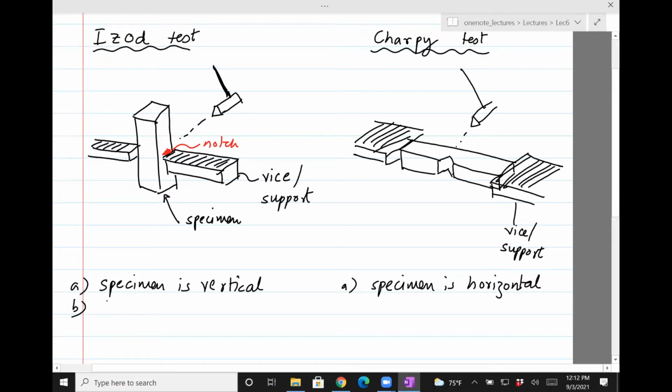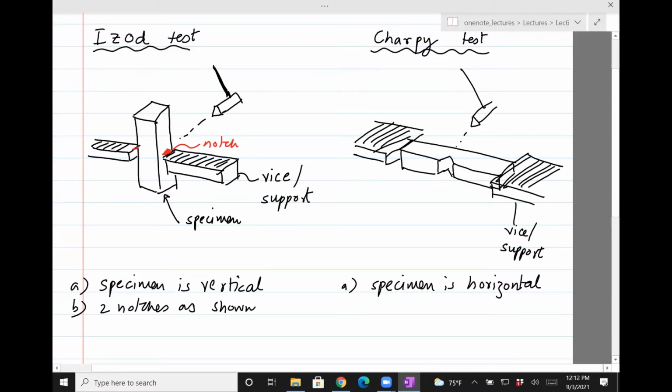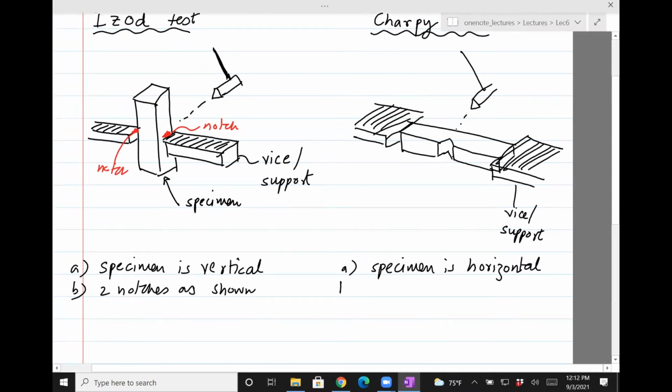So there are two notches, as shown. I couldn't show the second one. It's on the other side. The notch should be on the other side. It's hard to show in a 2D plot. And then this one would have either a V or a U notch. So I showed a V notch.